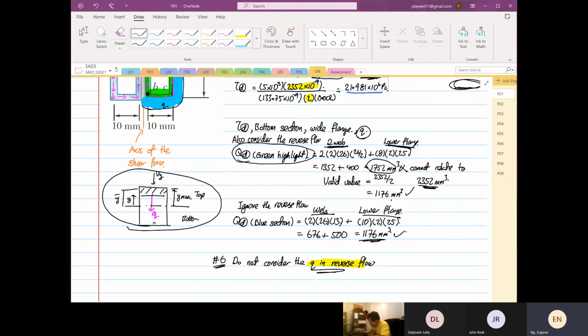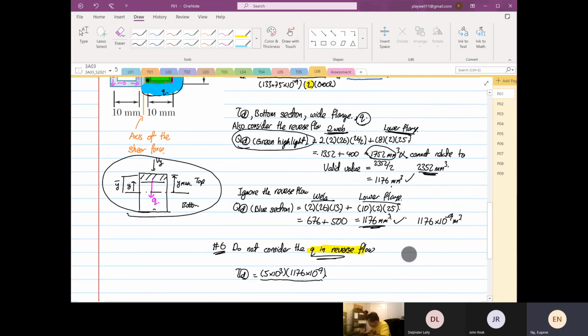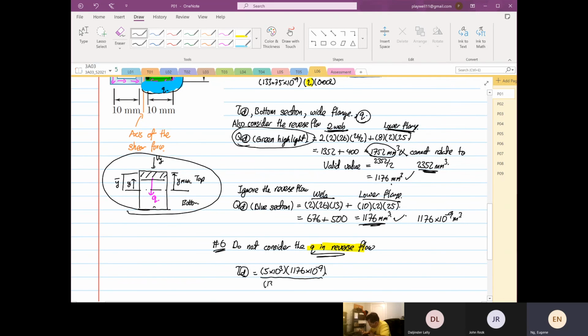So to calculate our shear stress at point D, this will be equal to 5 times 10 to the power 3, multiplied by 1176 times 10 to the power minus 9. So this is 1176 times 10 to the power minus 9 meter cube, and then divide by the second moment of area, 133.75 times 10 to the power minus 9.